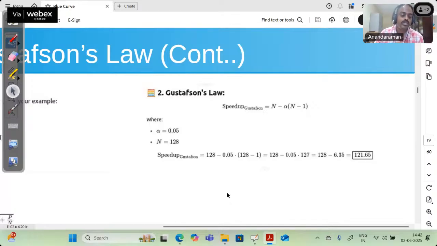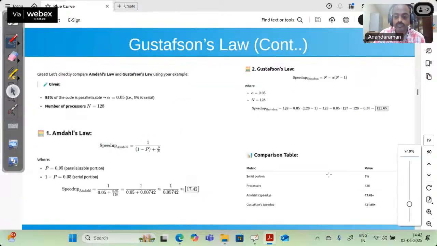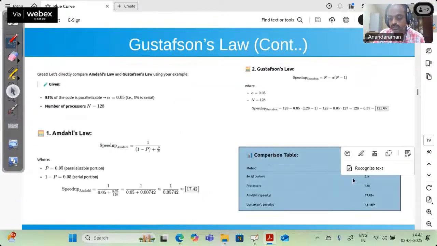For example, one person is doing one job, and if you deploy many more, they may talk to each other and the result may even be worse than one person's performance. That may also happen. So communication bottlenecks are also there in HPC. So this is the comparison.